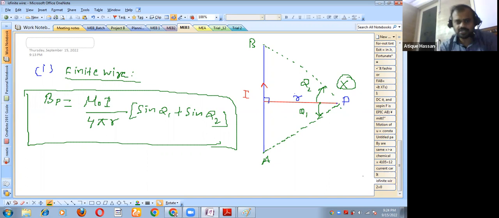This is a finite length wire. So we must have angle theta 1 and theta 2. Without theta 1, theta 2, we cannot find it. Understood? We will do some questions based on that. So this is the general expression for the magnetic field due to a finite wire. Now here we will see special cases.